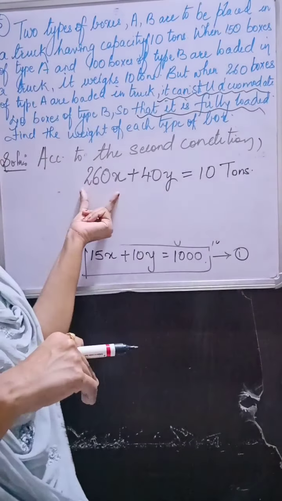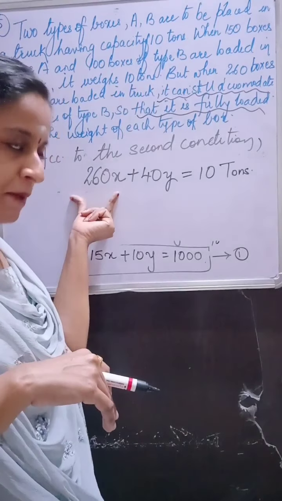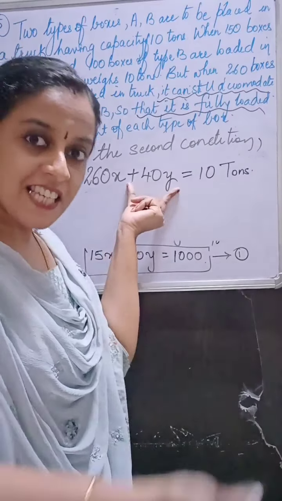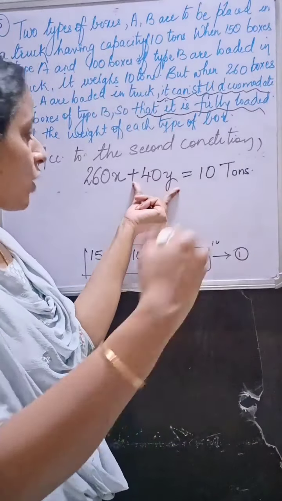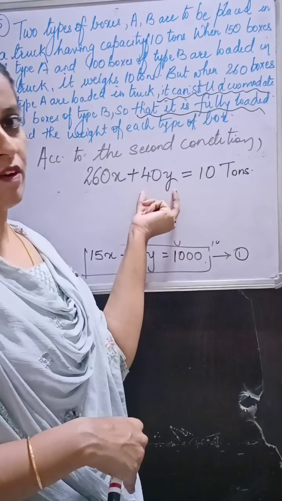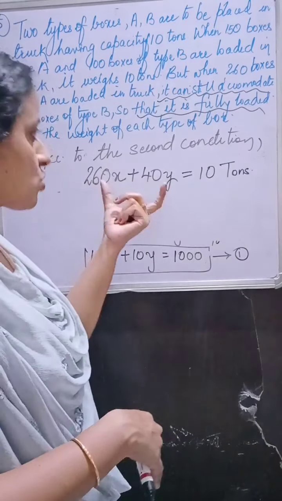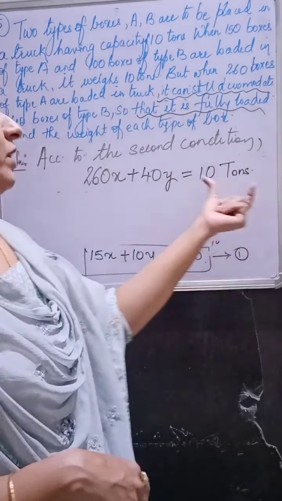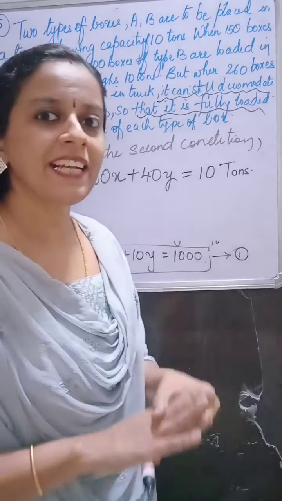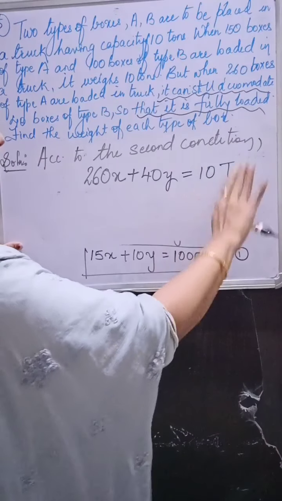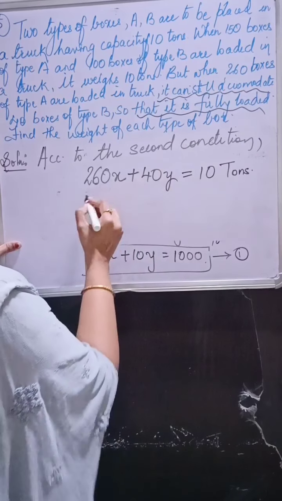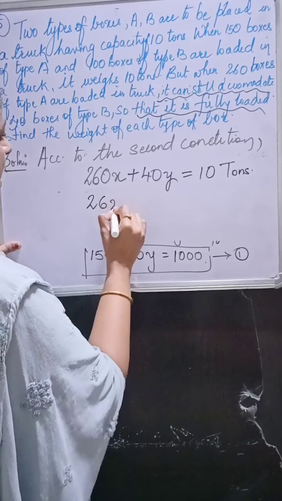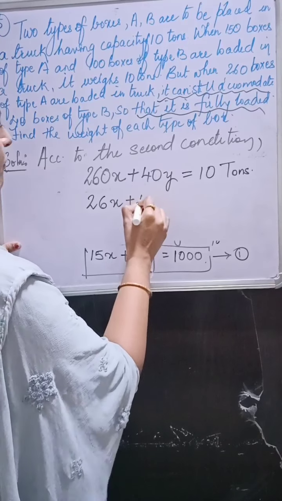After keeping 260 boxes of type A, it can still hold, or accommodate, 40 boxes of type B. So when you add these two, then it becomes fully loaded. Fully loaded means it will be 10 ton. So we will do the same thing, divide by 10 throughout. So you get 26x plus 4y.